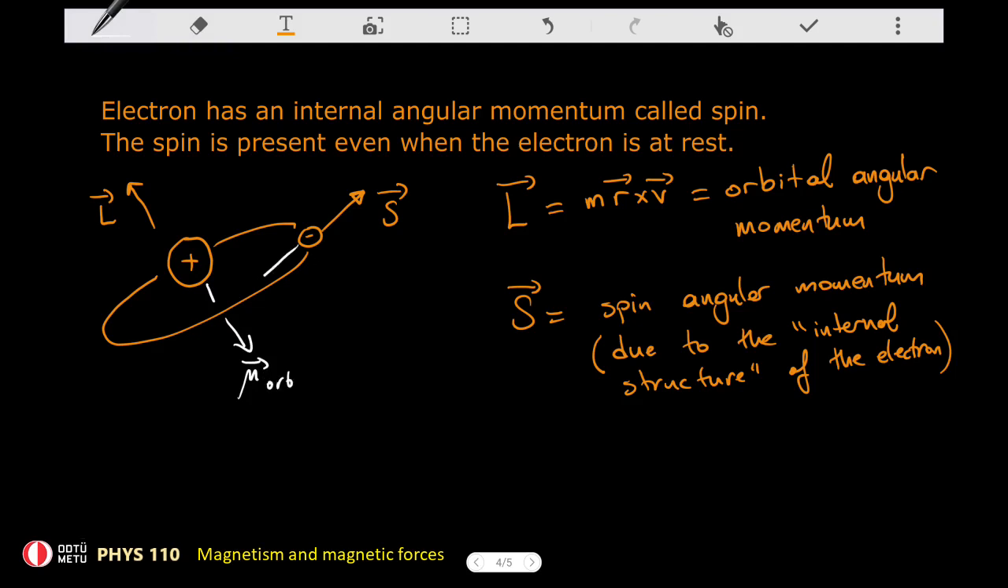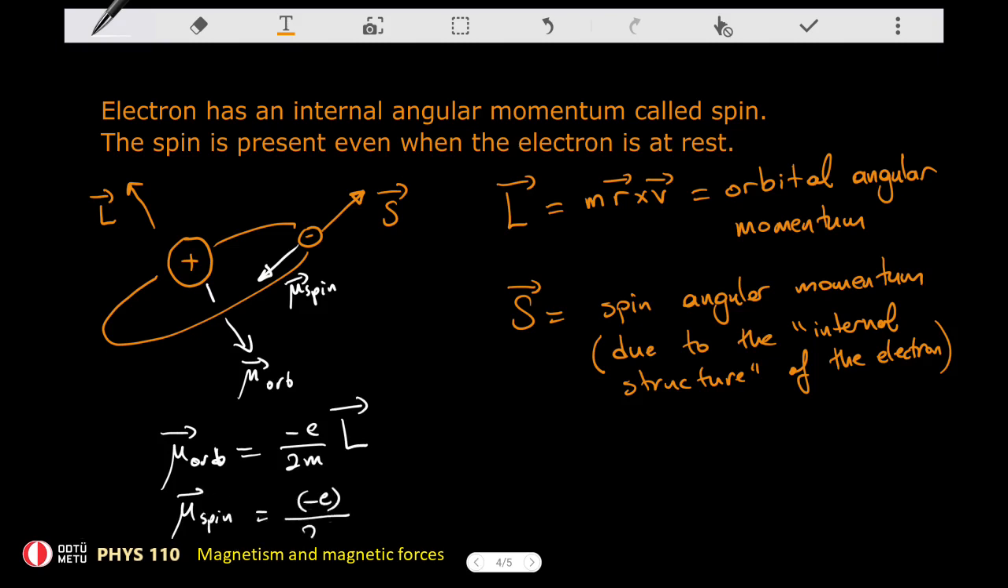There's also a dipole moment coming from the spin. So there are these two additional ones. For the orbital angular momentum, we have the gyromagnetic ratio multiplied with the angular momentum, which is the relationship between them. For the spin contribution, we also have the same relationship. That's the charge divided by 2 times the mass, multiplied with the spin.